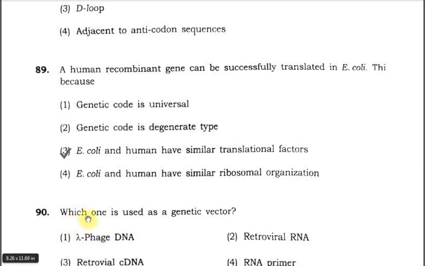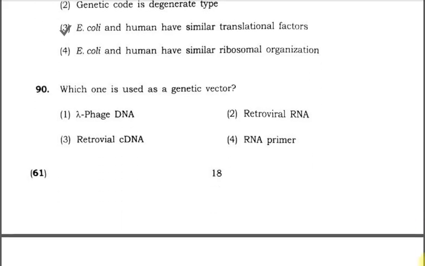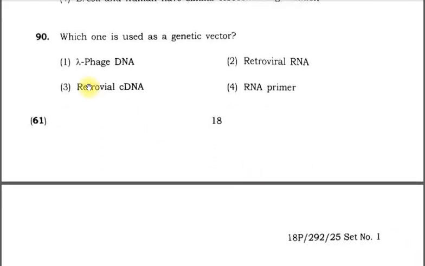Question number 90. Which one is used as genetic vector? The options are 1, lambda phage DNA, number 2, retroviral RNA, number 3, retroviral cDNA, and number 4 is RNA primer. The correct answer is the lambda phage DNA.